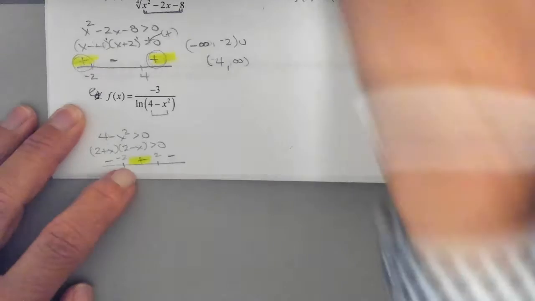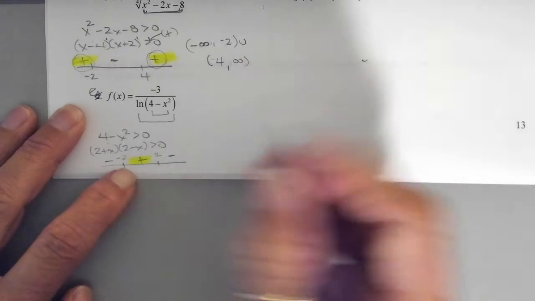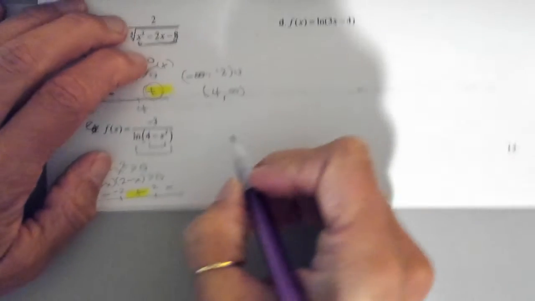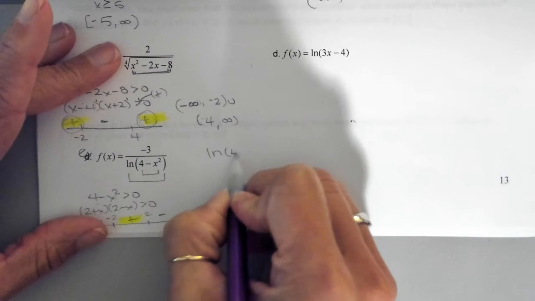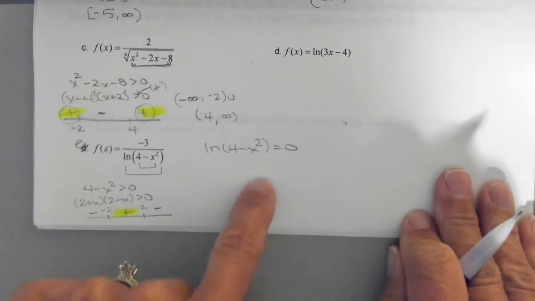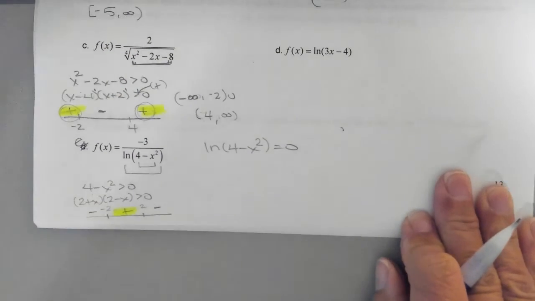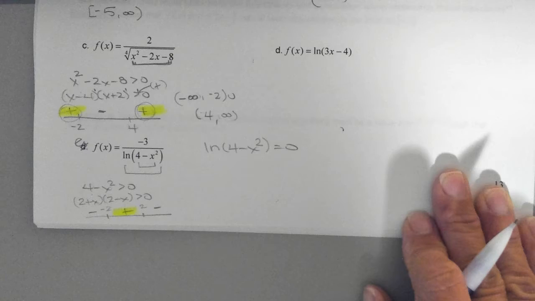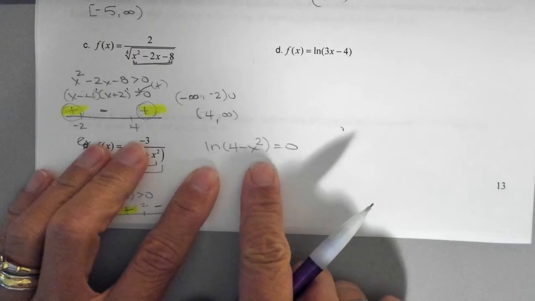Okay, now we need to figure out what's going to make this whole thing not equal to 0. So we need to take the natural log of 4 minus x squared and set it equal to 0. And when we find these value or values, we can't include those in our domain. If they fall outside negative 2 and positive 2, then we're okay. But you have to test. How do I solve this thing without a calculator?